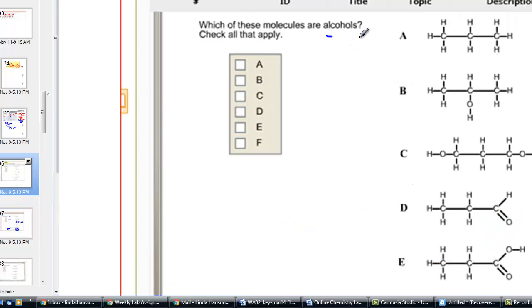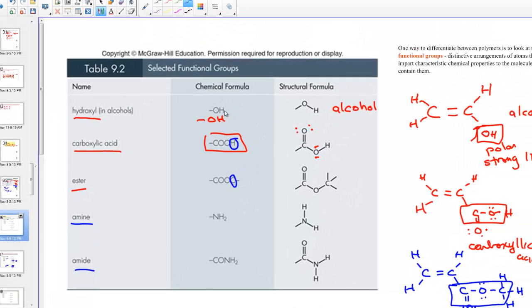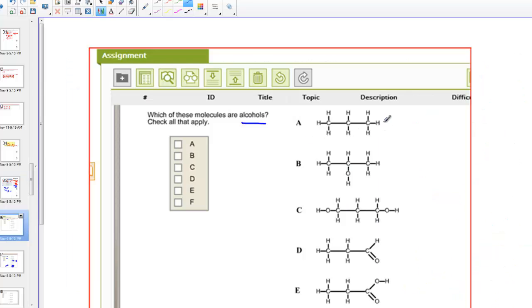I'm going to back up and look for the alcohol. Remember the functional group of the alcohol? It contained an OH. An alcohol looks like an OH. So when we look at this particular slide, do you see any alcohols? Look at here. Here's an alcohol. There's an OH group. This is an alcohol, has an OH group. Nope. Now remember, this has an OH, but it's attached to a C double bond O, so this is a carboxylic acid. So that's not an alcohol.